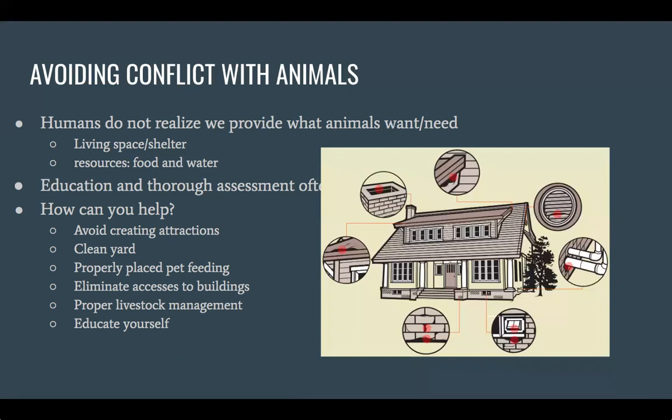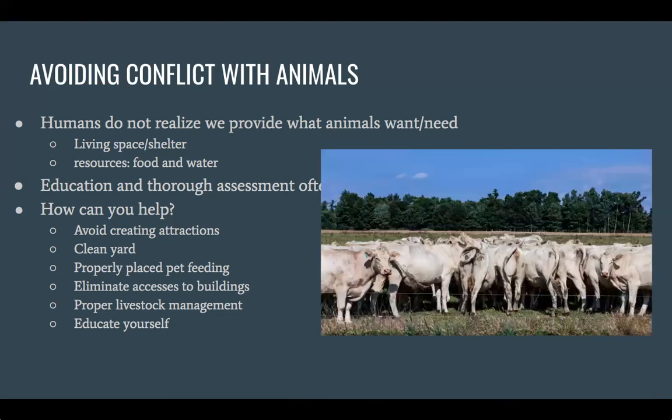Properly placed, eliminating accesses to buildings, properly covering windows, like I mentioned, fixing holes in walls, in roofs, fixing holes around the pipes that enter the house or the building. Could be from water, electricity, either one. And having properly covered windows, and if you have a chimney, covering it with a wire mesh that animals can't get through, right? And then the next is proper livestock management.